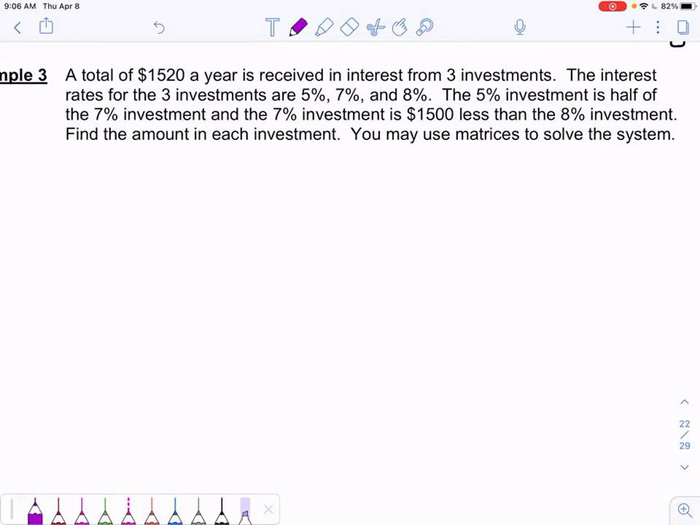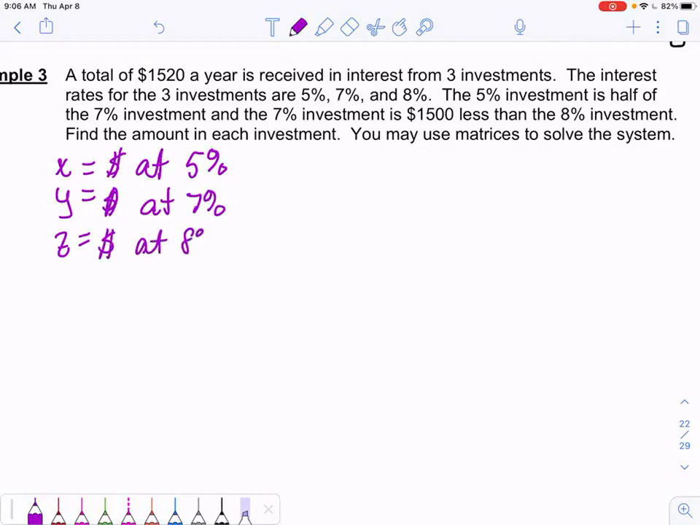The interest rates for 3 investments are 5%, 7%, and 8%. So if I just keep that piece of information and don't go any further, a total of $1,520 a year is received from the interest of 3 investments. Those investments are 5%, 7%, and 8%. So again, X, Y, Z. I'm just going to cheat here and say money at 5%, at 7%, and at 8%.